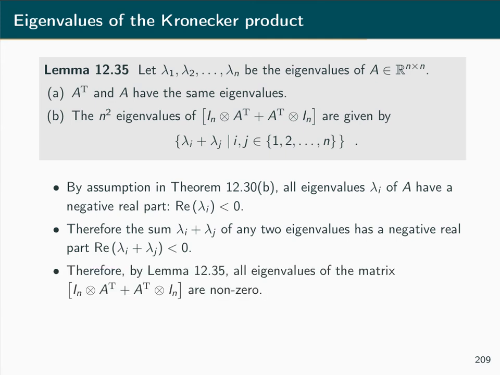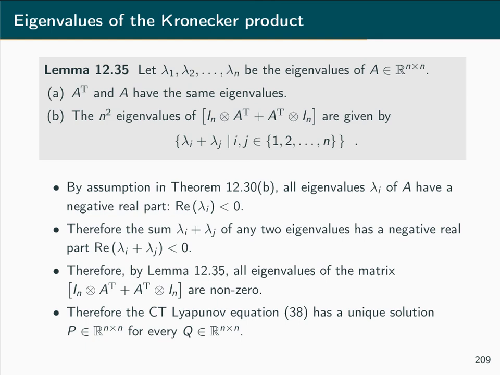Therefore, according to lemma 12.35, all eigenvalues of this matrix are non-zero. Hence, based on corollary 12.34, the continuous time Lyapunov equation has a unique solution P for every choice of Q.